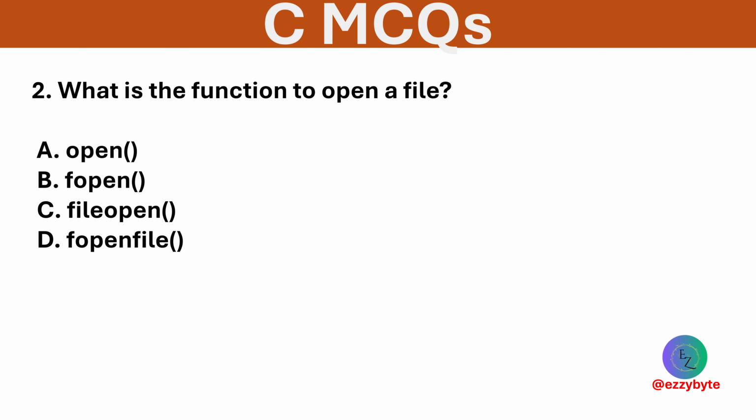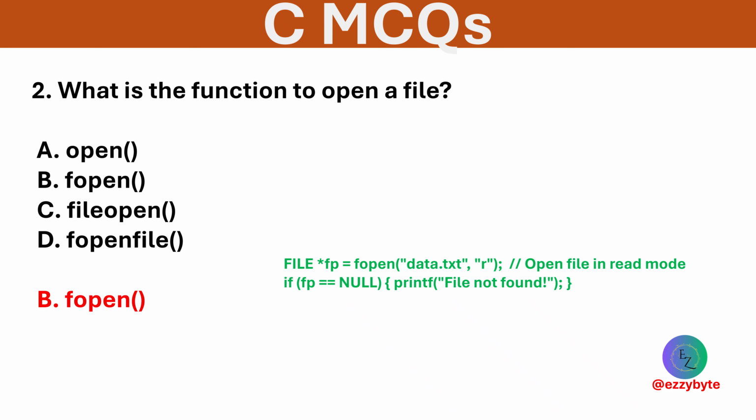Which function is used to open a file? Options are open, fopen, file open, and fopen file. Option B is correct. fopen opens a file and returns a file pointer.